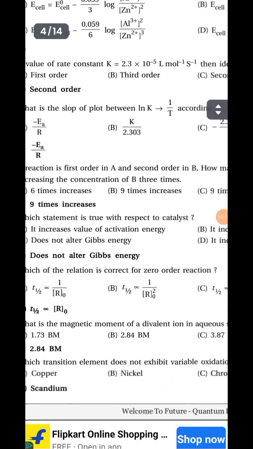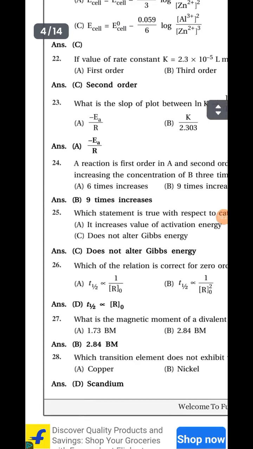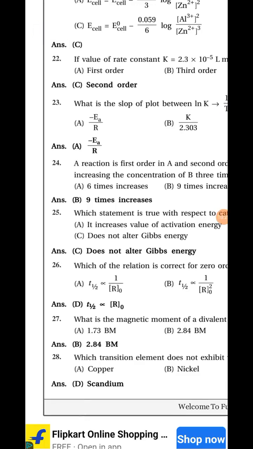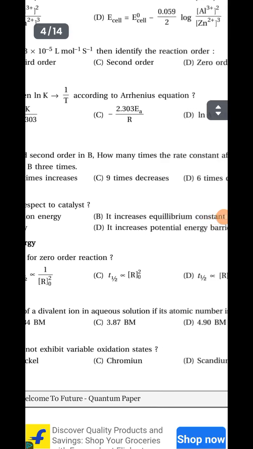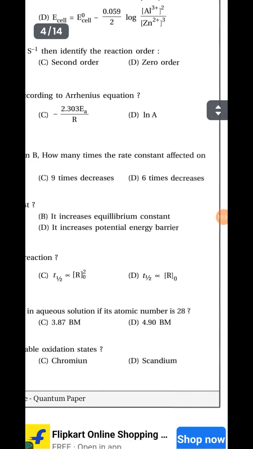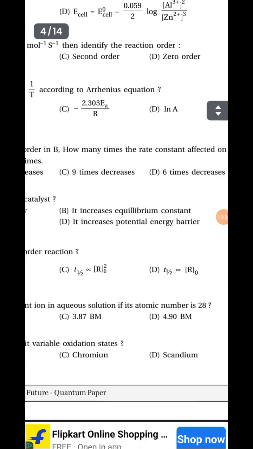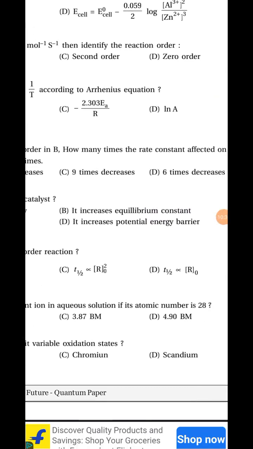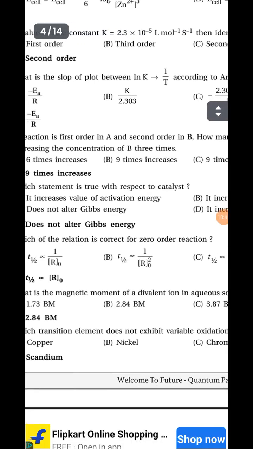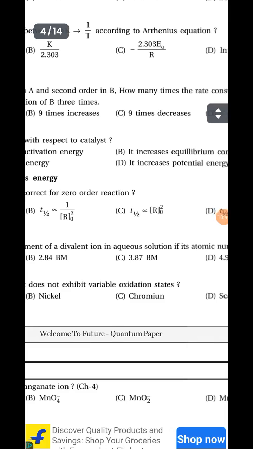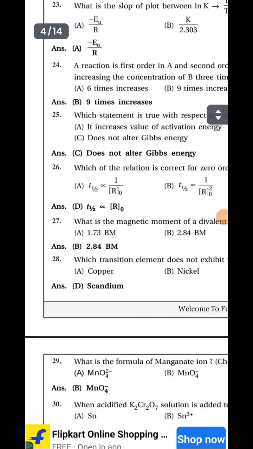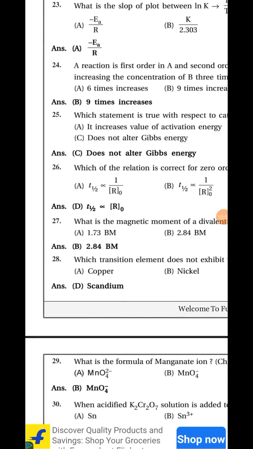Next one, which relation is correct for a zero order reaction? t half is directly proportional to R naught. This is correct for zero order. Here, what is the magnetic moment of a divalent ion in aqueous solution if its atomic number is 28? Easily you can calculate the magnetic moment with the formula. So according to that, it is 2.84. Next one, which transition element does not exhibit variable oxidation state? So scandium does not exhibit variable oxidation state.